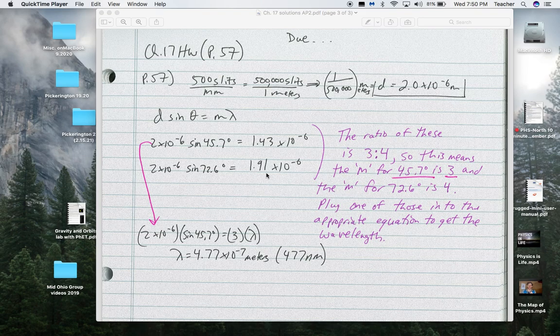Because we generally deal with small numbers such as 1, 2, 3, and 4, you probably wouldn't be above 5. At any rate, when I plug 3 in for this equation up here, or 4 in for the m down here, either way I get that the wavelength is 477 nanometers, or 4.77 times 10 to the negative 7th meters.